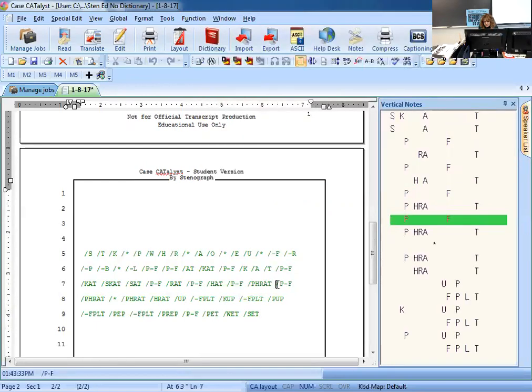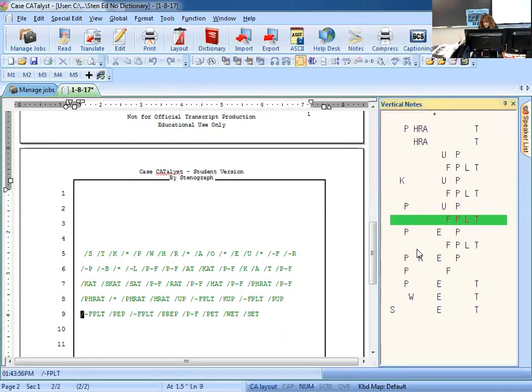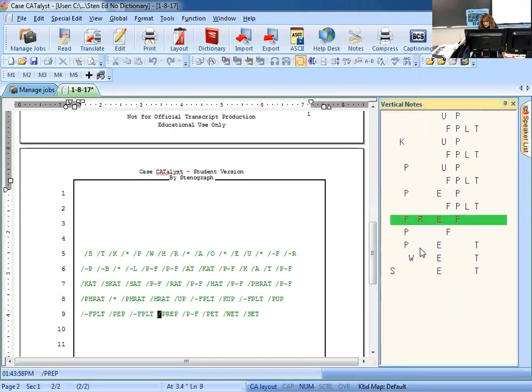example, to this PF, and then I can read back cup, pup, pep, prep, pet, wet, and set. And I promise, it sounds so elementary, but it's so important to be able to read those back out loud, okay? Train yourself, start properly from the very beginning. I cannot stress how important that is, okay?